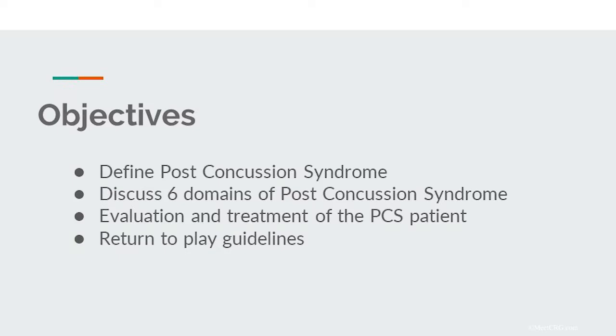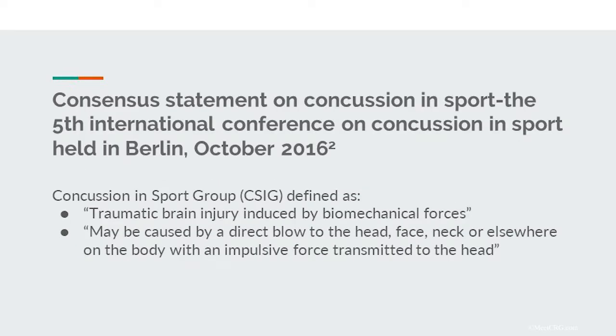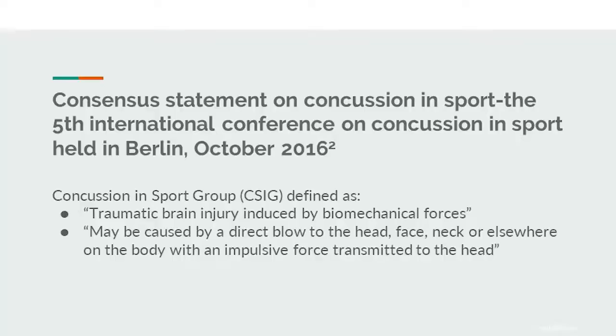So this right here is the consensus statement on concussion in sport group, or what they abbreviate as CSIG. So every couple of years, the masterminds of concussions get together, review the latest information, come up with new statements. And so this is the one from 2016, and they have defined it as a traumatic brain injury induced by biomechanical forces, and it may be caused by a direct blow to the head, face, neck, or somewhere else in the body, but with an impulse that's transmitted up to the head.